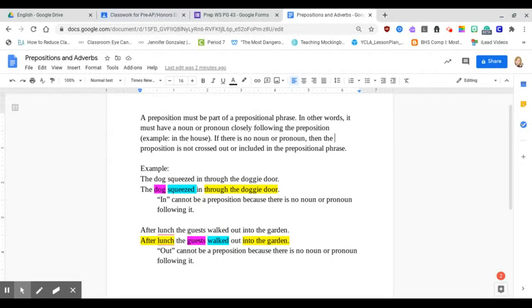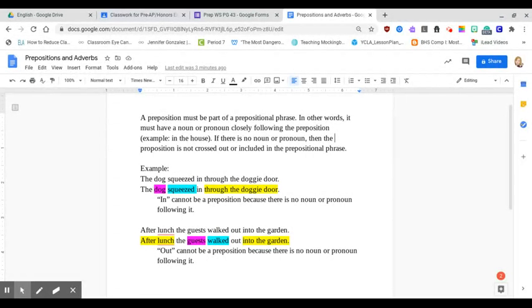You'll notice that between squeezed and through, we have in. Typically, in is a preposition if a noun or pronoun follows it. However, there is not a noun or pronoun that follows in. So in cannot be a preposition because there's no noun or pronoun following it. So you would just leave it blank and not cross it out.